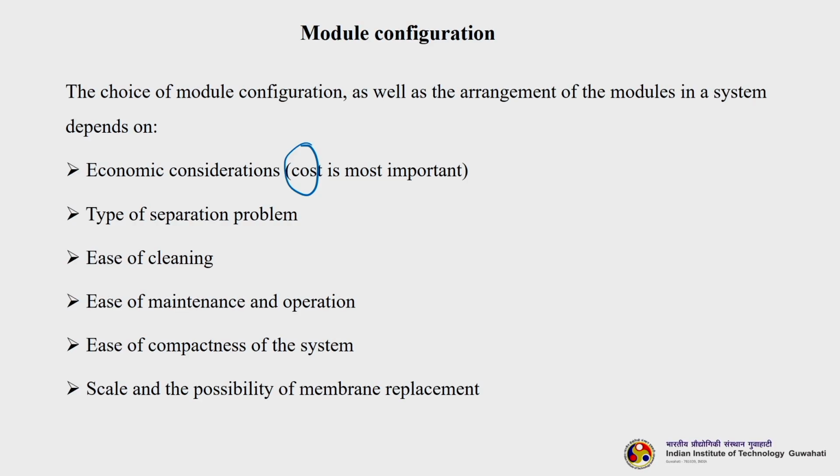Then ease of maintenance and operation, and compactness. How compact is it, how much area is it actually occupying? In industry, space is also a concern. In the less floor space that is available, how can I configure a module so that in less floor area I can have more membrane area? Then scale and the possibility of membrane replacement.